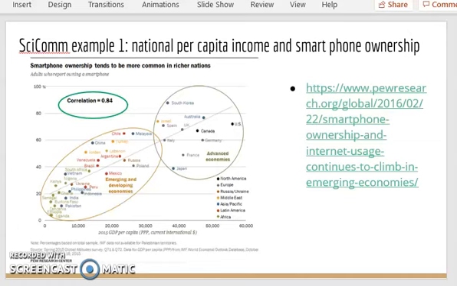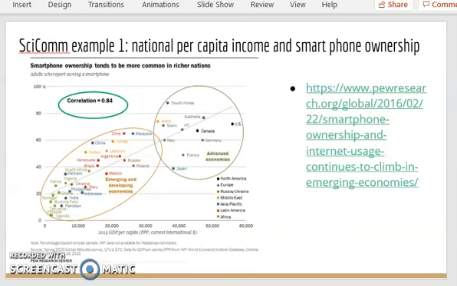Okay, so my first real life example. For all of these examples, I want you to consider: is this good science communication? Remember, I talked about SciComm when I shared the Time article for personality. This is from Pew Research. It is a reliable organization. They put out back in 2016 a whole set of data looking at nations' per capita income, smartphone ownership, as well as internet access. You can feel free to explore this information, explore the data they've run, but this shows a real life correlation.